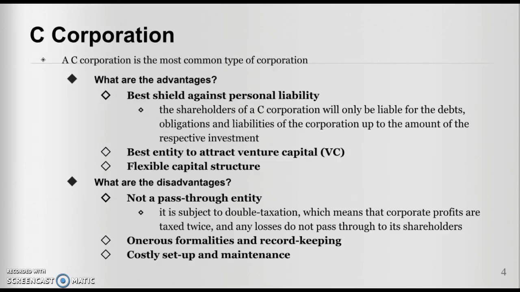What are the disadvantages? It's not a pass-through entity. It is subject to double taxation, which means that corporate profits are taxed twice, and any losses do not pass through to its shareholders. It has onerous formalities and record keeping, and it's costly to set up and maintain.